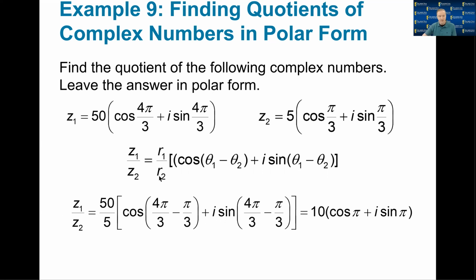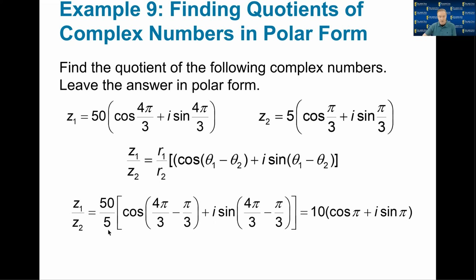Now, whenever I'm trying to figure that out for a specific problem, what if Z1 was 50 cosine 4 pi over 3 plus i sine of 4 pi over 3? Z2 is going to be 5 times the cosine of pi over 3 plus i sine of pi over 3. Well, I'm using my formula, and I would say Z1 divided by Z2, you would take this R value, divide it by this R value, 50 divided by 5, and then your cosine is going to be of this angle minus this angle. So you say 4 pi over 3 minus pi over 3. Same thing for the i sine, 4 pi over 3 minus pi over 3.